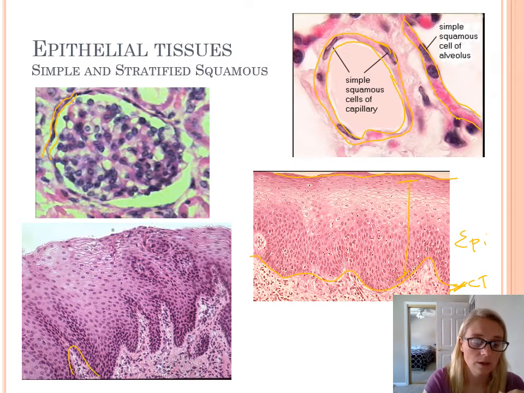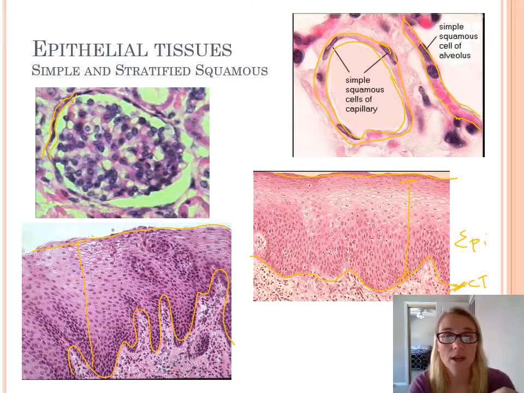Here's another one over here. Here's our basement membrane, a squiggly boundary. Here's our surface. So there are many layers of cells in that stratified squamous epithelium.